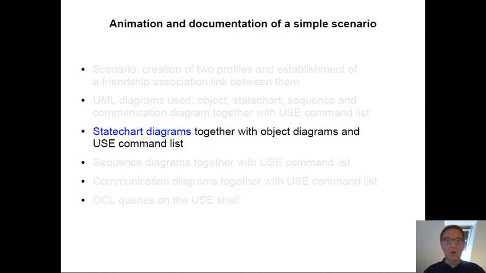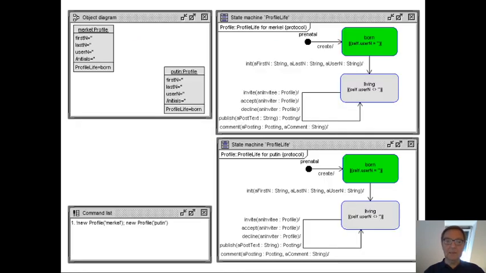Let's go for the first option over here. Yeah, that's the state chart diagrams together with the object diagrams and the use command list. And here you see the starting point. We already see here an object diagram which shows 2 profile objects.